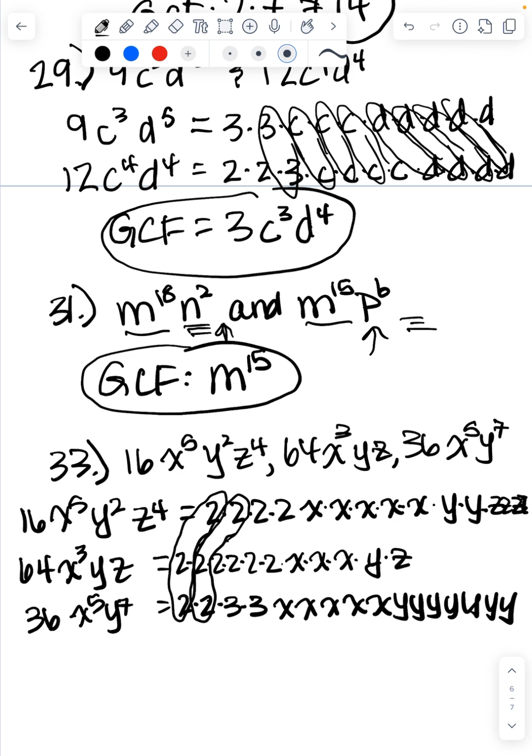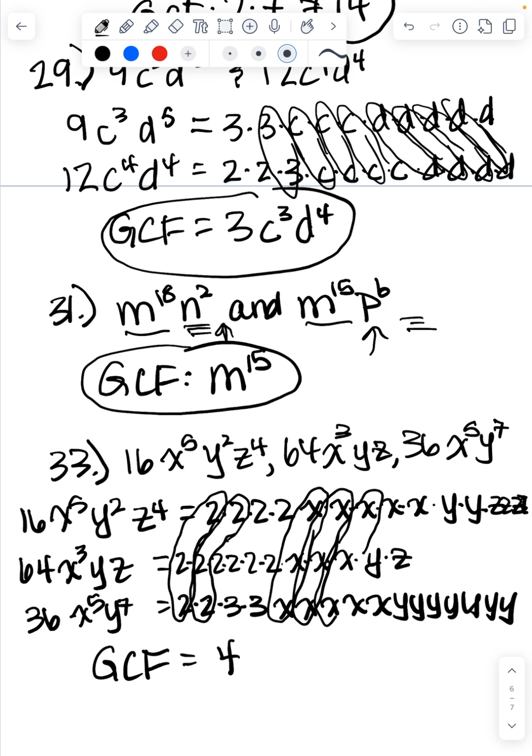That's all we have for that. So for 33, the GCF is going to be 4. But then maybe you can start noticing the pattern going on here with the variables. So 1, 2, 3 x's are going to match up. And if you look at these x's, x to the 5th, x cubed, x to the 5th, you're just going to end up taking the smallest of the 3, which is x cubed. So notice that that ends up in our answer.